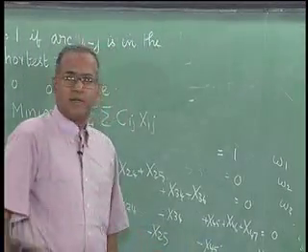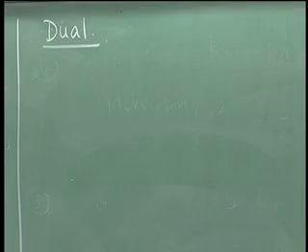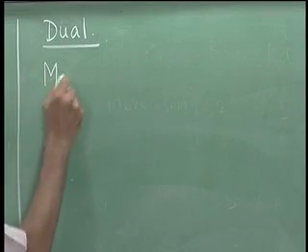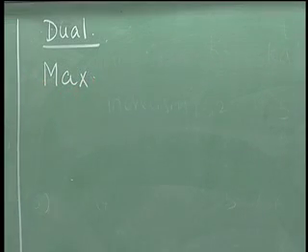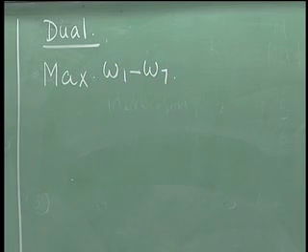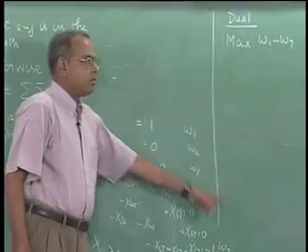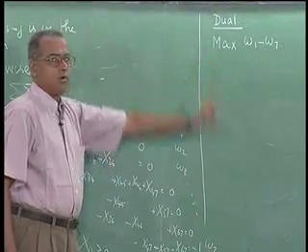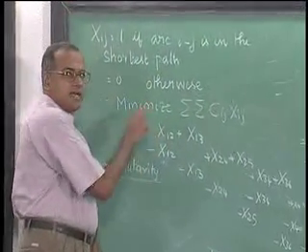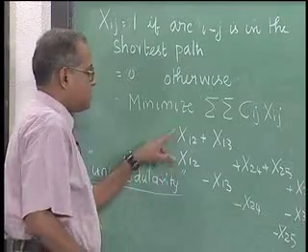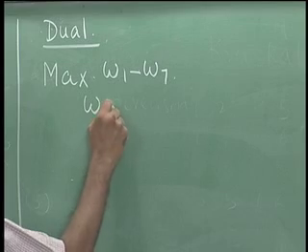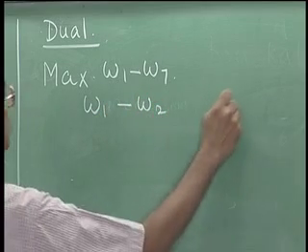Now, from duality, once we have defined dual variables W1 to W7, primal being a minimization problem, dual is a maximization problem. So, we will get maximize W1 minus W7, 1 into W1 minus 1 into W7 will be the objective function. Now, each variable xij appears in the ith and the jth constraint here.